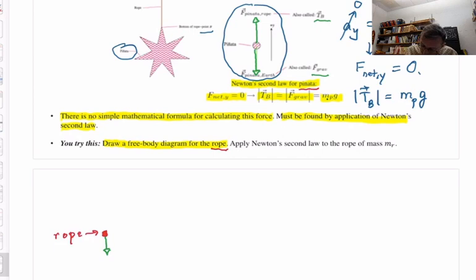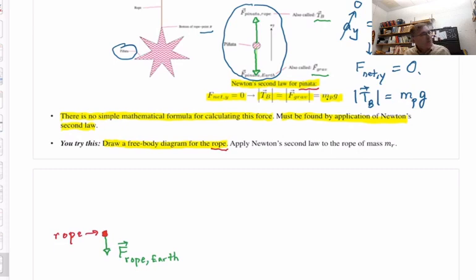I'll start with the fancy way of labeling it: F sub rope, comma, Earth. I'm being a bit fancy here for right now. That means force on rope due to Earth. It's F grav for the rope, okay?